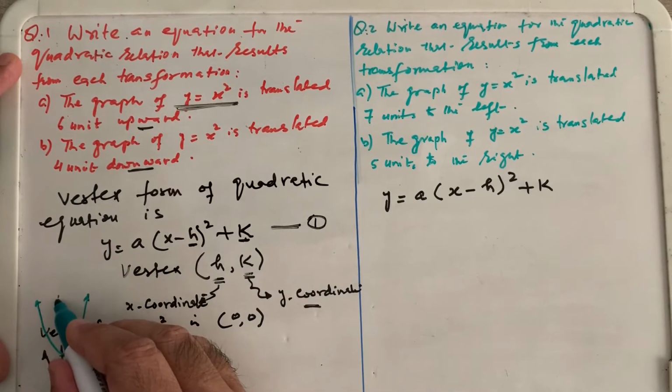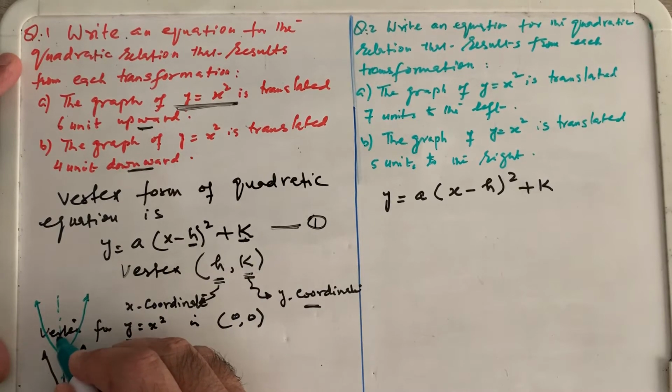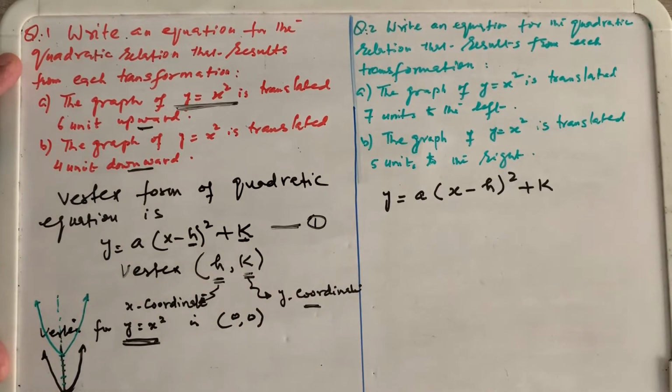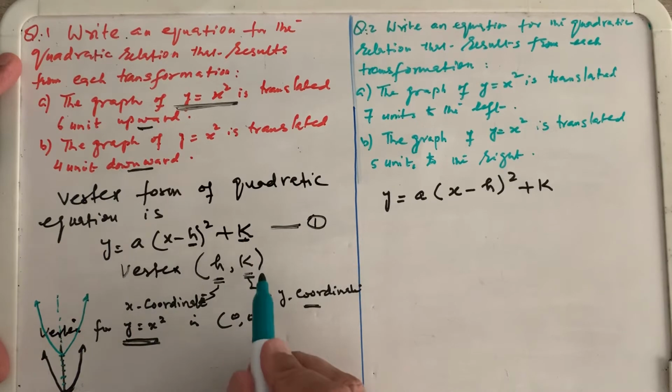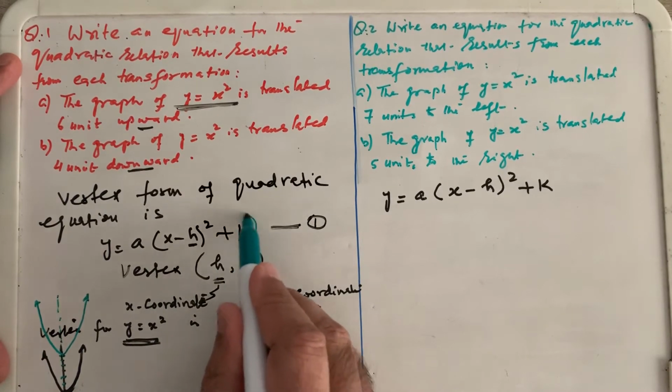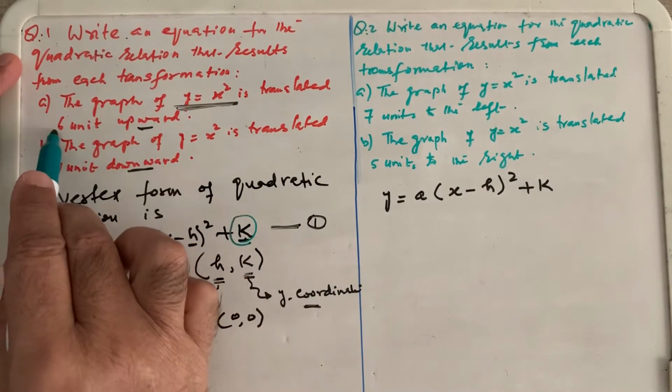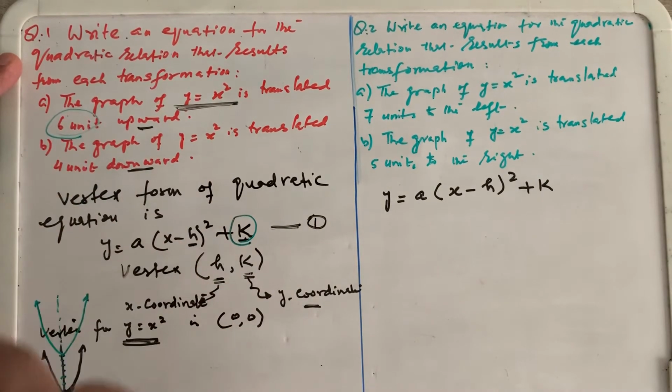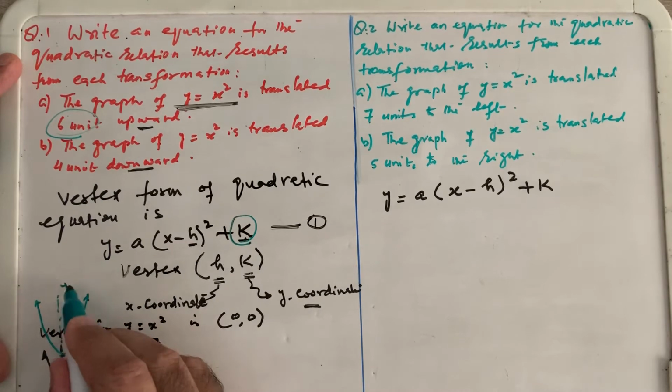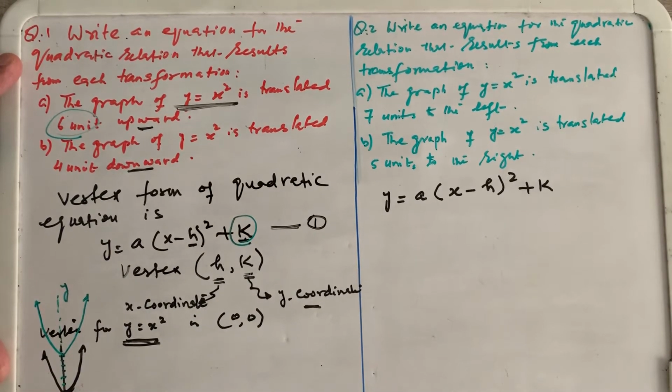Where it translated? See? 6 unit upward. Because now I have got the k value. And what is that k value? In my case, k value is 6 unit upward. So if it is 6 unit upward, I understand that my graph is moving on the y-axis 6 unit upward.